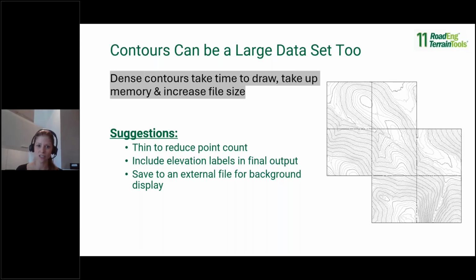So we have 3 suggestions that we hopefully, if you're working with large data sets, can implement to help keep your contours under control. The first of which is using that thinning tool we just talked about to reduce your point count, including the elevation labels only in the final output, and saving those contours to an external file to have it as a background display, almost like what we would do in OrthoImage.